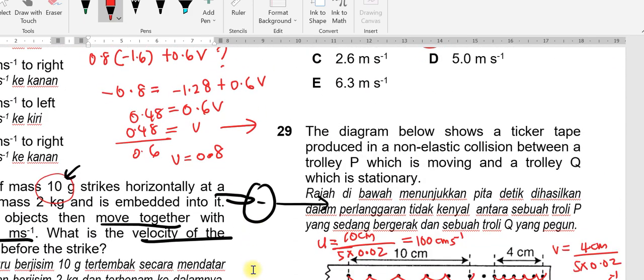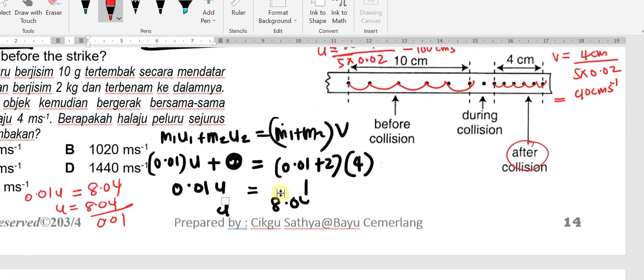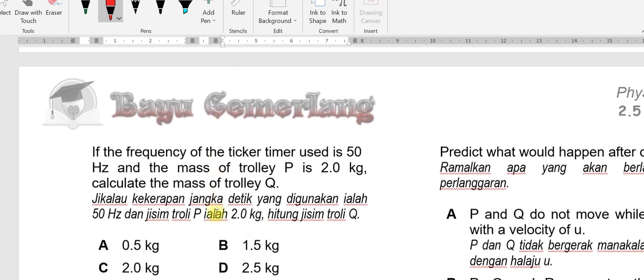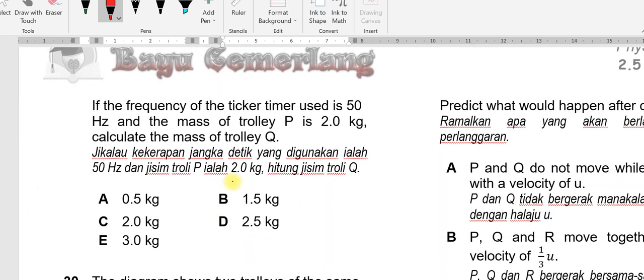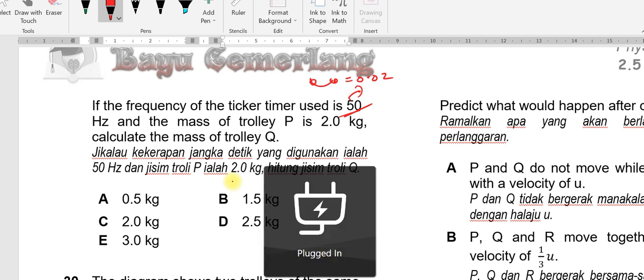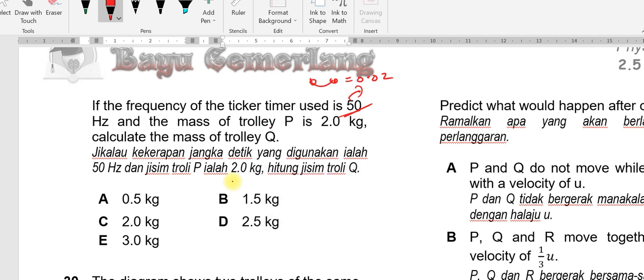They say the diagram below shows a ticker tape produced in a non-elastic collision. Non-elastic means inelastic, so both of them finally move with the same velocity. The frequency of 50 is given just to say one tick is 0.02, so ignore this part. And the mass of the trolley P is 2 kg. Mass of the trolley Q is 5 kg. Wait. They are asking for the mass of the trolley. Okay, right.